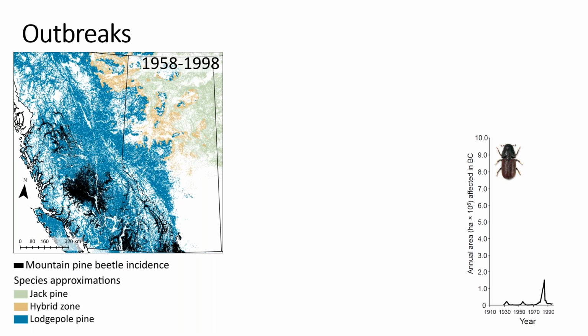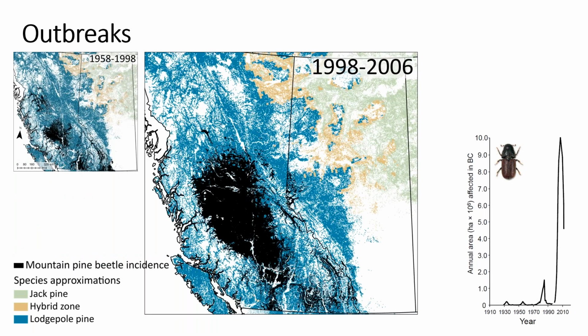On the far right of your screen, there's a graph showing the epidemic cycles of the beetle over about a 100-year period. Around the 1930s, there's a bit of a spike in the annual area affected in BC. Again, in the 1950s, there's a spike, and again around the 1980s. So you can see this endemic epidemic cycle. This is all natural.